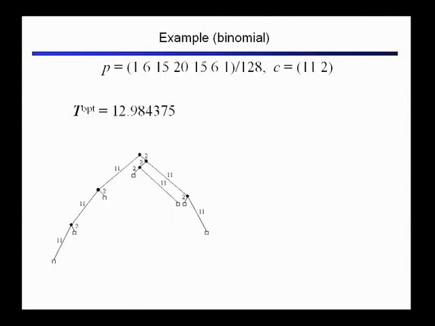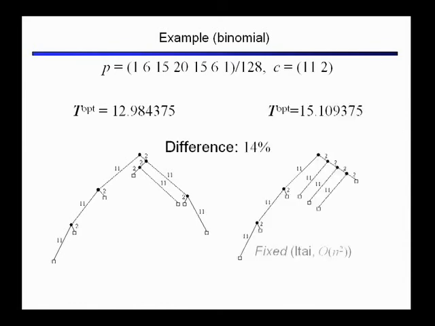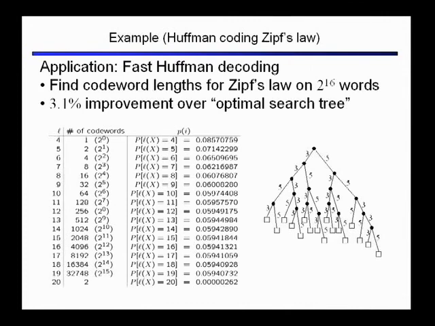Another example is if you have a binomial distribution that has this asymmetry, then this is the optimal tree, and the number of cycles that it takes to get to a decision on average is 12.98. If I were to assume a fixed asymmetry, then I could only do as well as 15.1, which is 14% worse. So obviously, much better to do it according to this formulation.